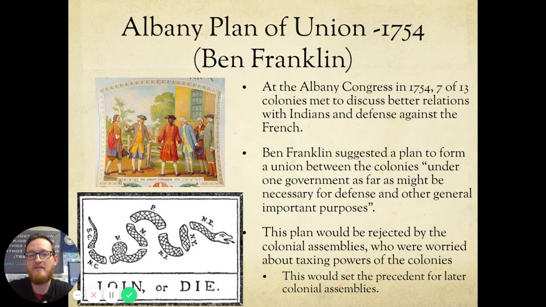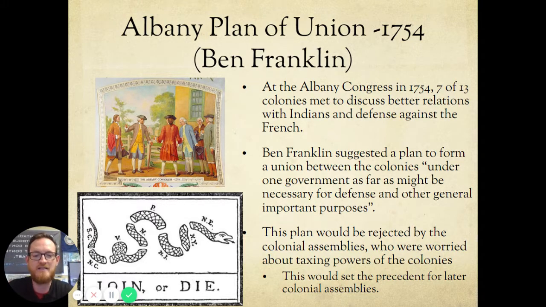And this is an important event because, again, this is going to be one of these early times that you see the colonies actually trying to work together. And this would kind of set the precedent for the colonies later working together. Now, this whole thing had been headed up by Ben Franklin, and you had 7 of the 13 colonies meet together and discuss what they can do. And again, this wasn't a focus on independence. This was a focus on how to deal with the Indians and how to provide defense against the French during this time. So Ben Franklin suggests this plan of union, that the colonies would work together.